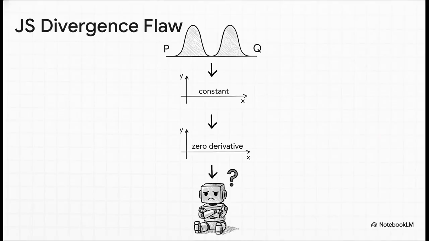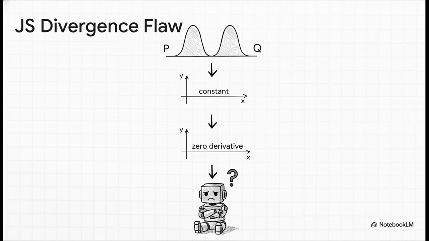Now, JS divergence was a massive leap forward. It was actually the engine behind the very first Generative Adversarial Networks, or GANs. But it has its own Achilles heel. If our AI's images and the real images are completely, totally different with 0 overlap, the JS divergence score gets stuck at a single constant number.